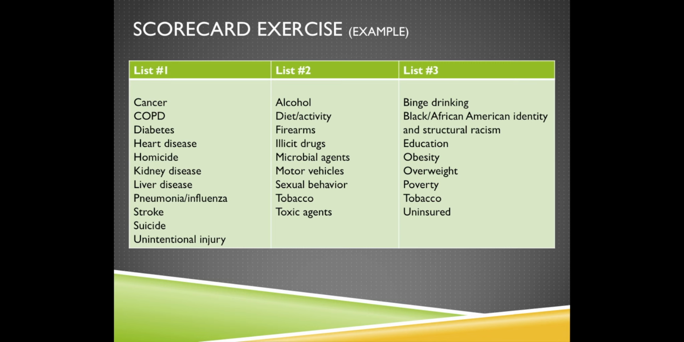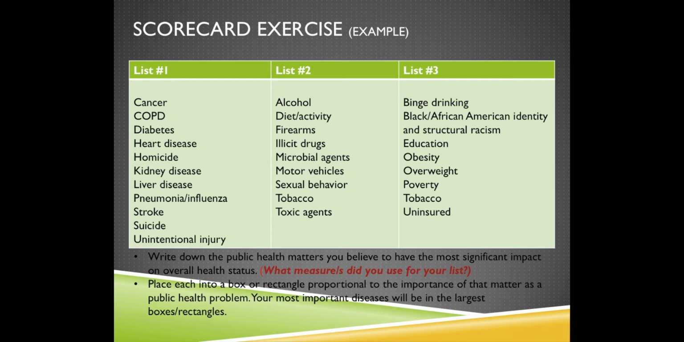Now, let's return to our epidemic scorecard that you might remember from the last module as an exercise on your own, or even better with your group. Write down the public health matters you believe to have the most significant impact on overall health status. What measures did you use to create this list? Then place each into a box or rectangle proportional to the importance of that matter as a public health problem. Your most important diseases will be in the largest boxes or rectangles.